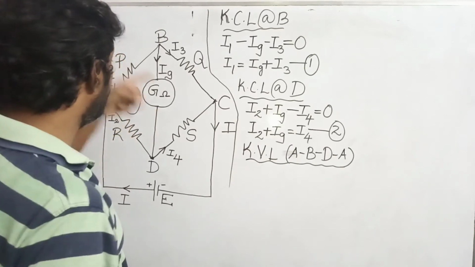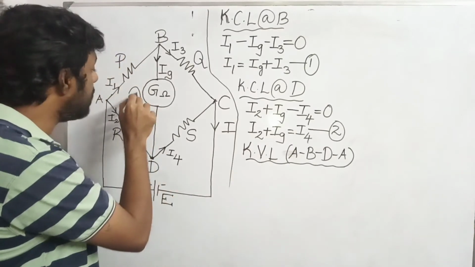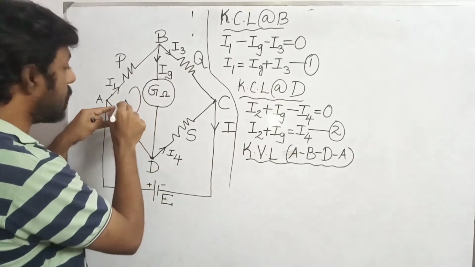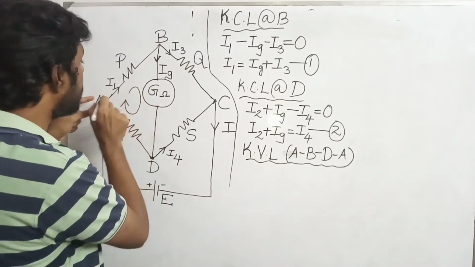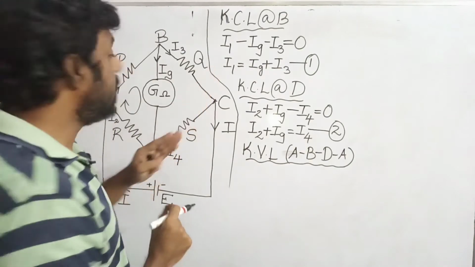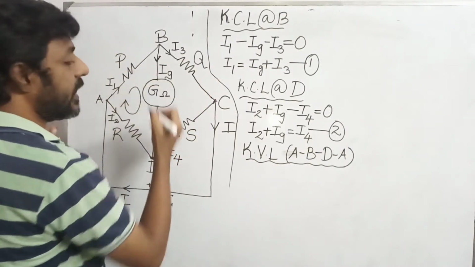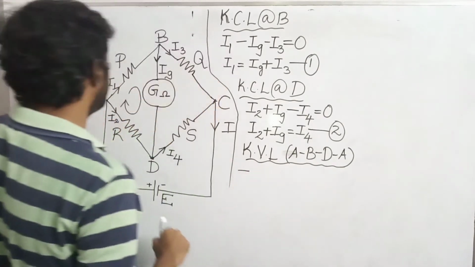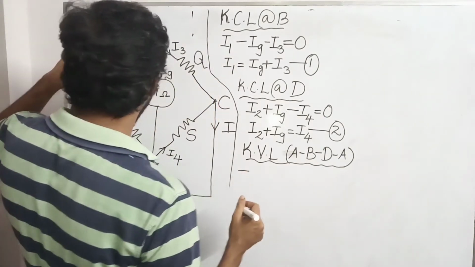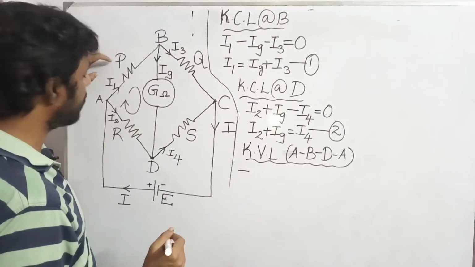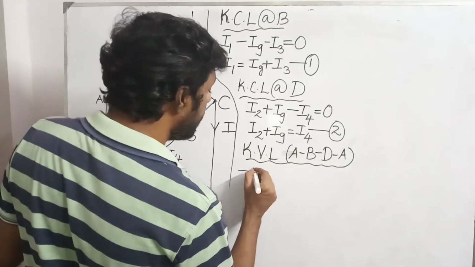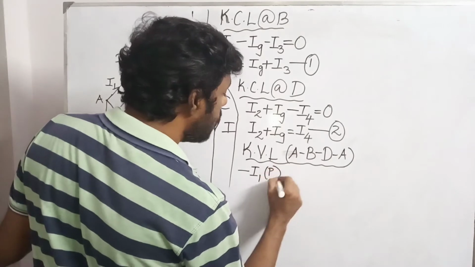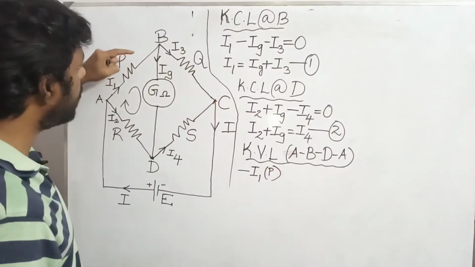So what will be the result now? My direction of travel is in the clockwise direction. Since my direction of travel is clockwise, I encounter a current that is moving along with me. Okay, it is moving along with my direction. So I automatically introduce a negative sign over here and I multiply the value of the current and the resistance. So that is nothing but I1 into P, minus I1 into P.